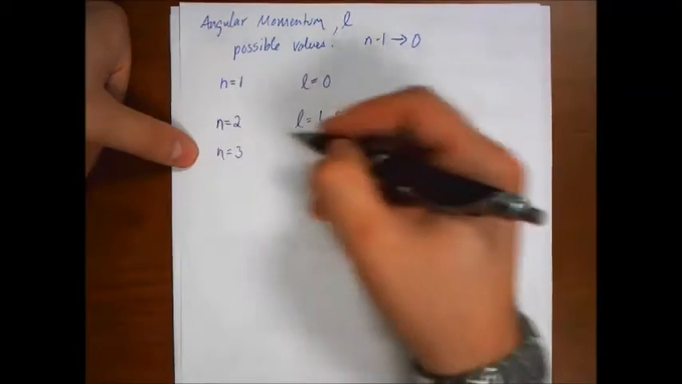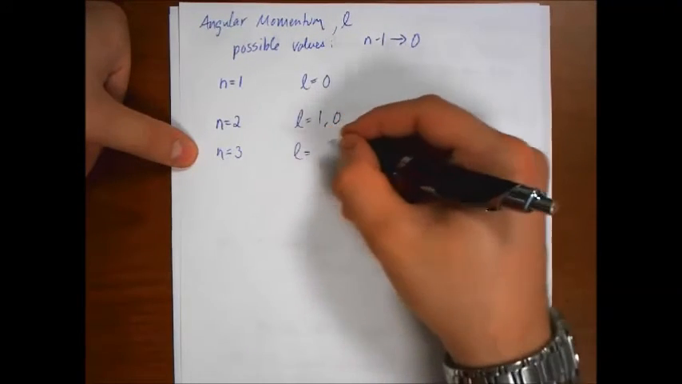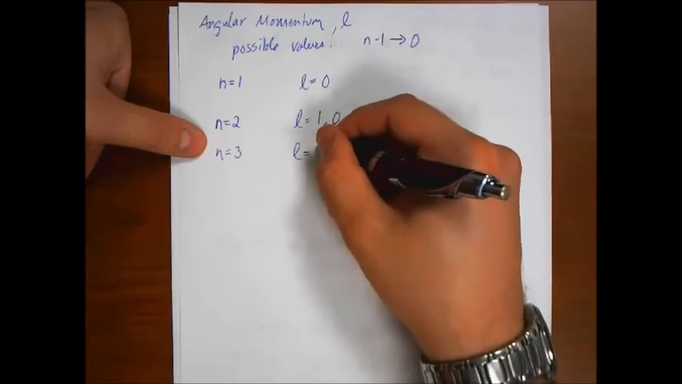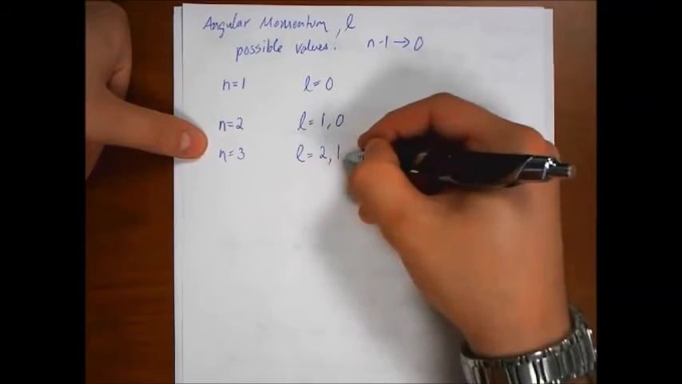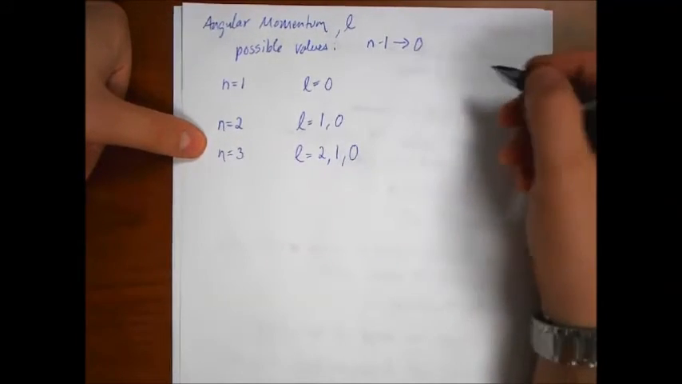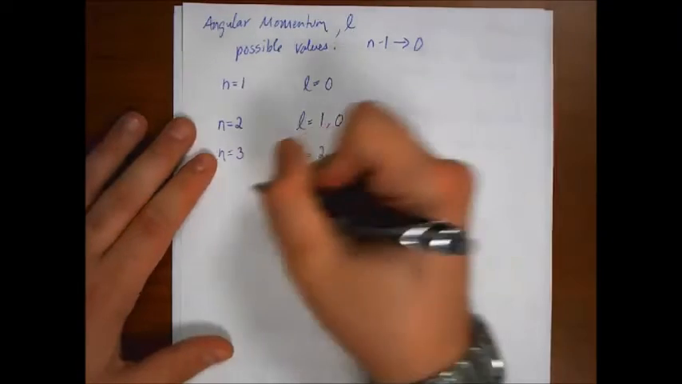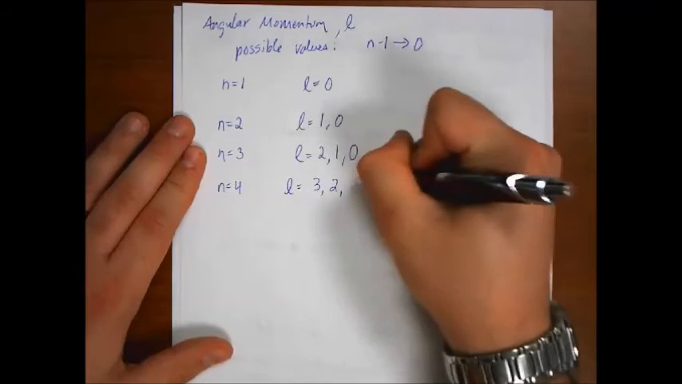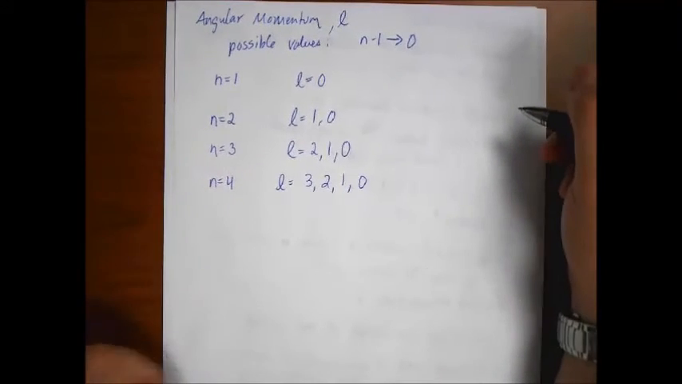So for n is equal to 3, we're going to get L is equal to n minus 1, so that's going to be 2. We have to get 1 because that's an integer value between 2 and 0, and then 0. And so on and so forth. So for n is equal to 4, we would get L is equal to 3, 2, 1, and 0.